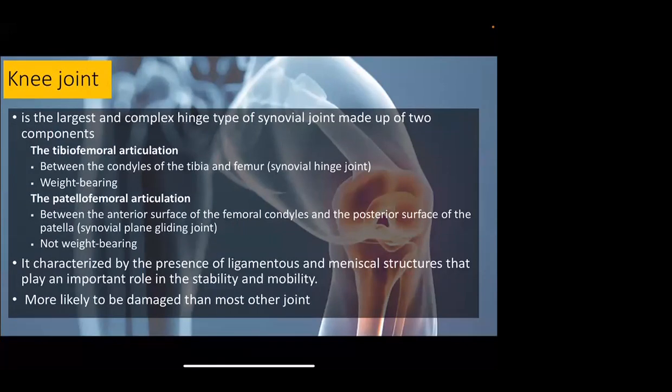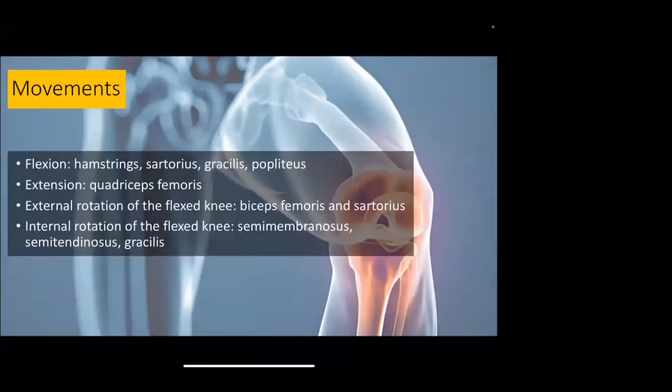The knee joint is characterized by the presence of ligamentous and meniscal structures that play an important role in stability and mobility, and it is more likely to be damaged than most other joints. The movements of the knee joint include flexion by hamstrings, sartorius, gracilis, and popliteus muscles, extension by quadriceps femoris, external rotation of the flexed knee by biceps femoris and sartorius, and internal rotation of the flexed knee by semimembranosus, semitendinosus, and gracilis muscles.